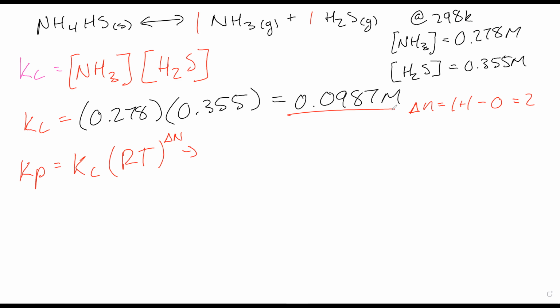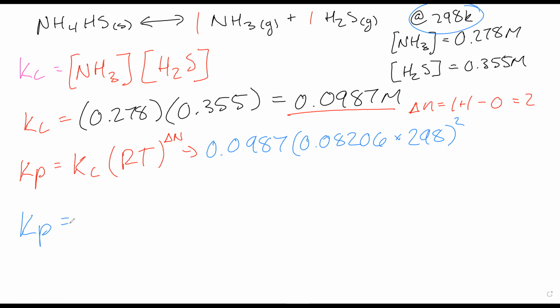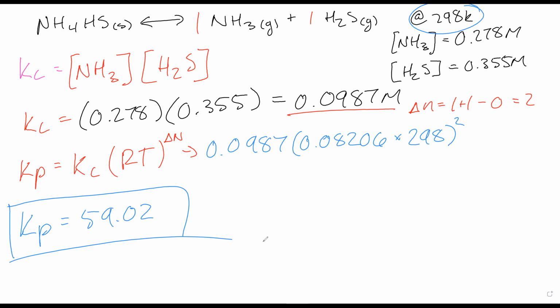So now solving for Kp, let's plug in all our values. Kc is, as we've established, 0.0987 times R, 0.08206, times the temperature in Kelvin, which they gave us, 298, to the power of 2. And that gives us a Kp value of 59.02. Now, I'm pretty sure I didn't round it to the correct significant figures, but me and Brooks both agree significant figures are stupid. And that should be your final answer.